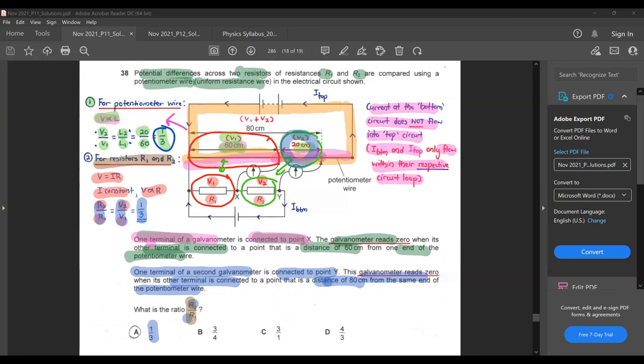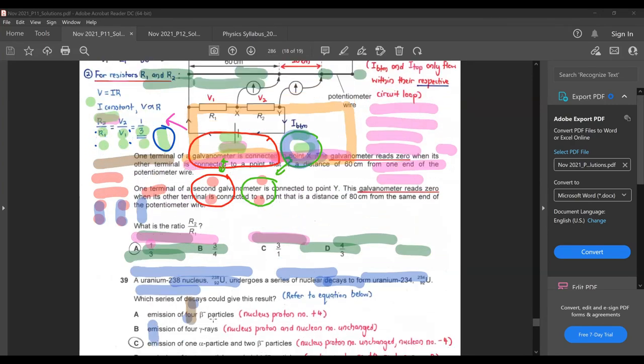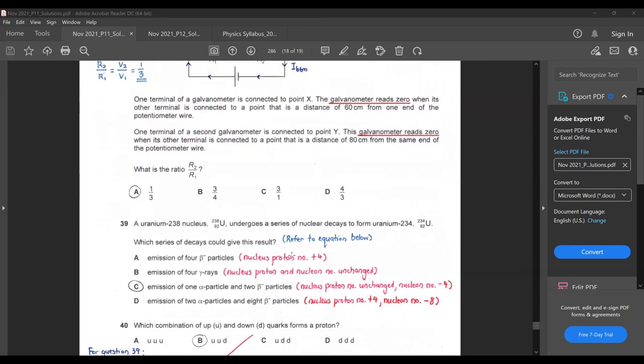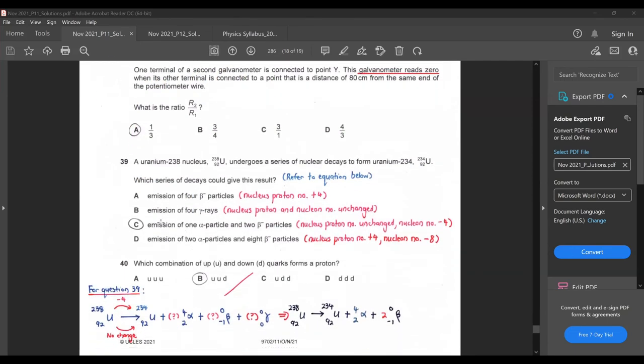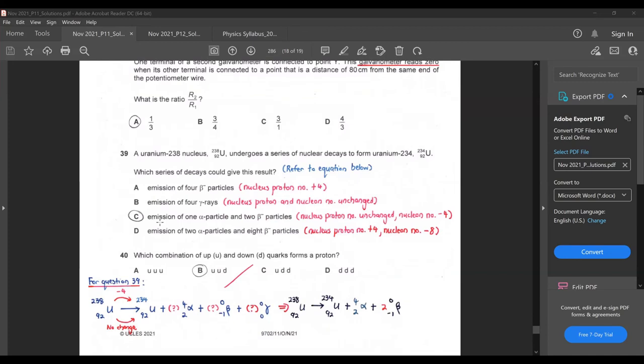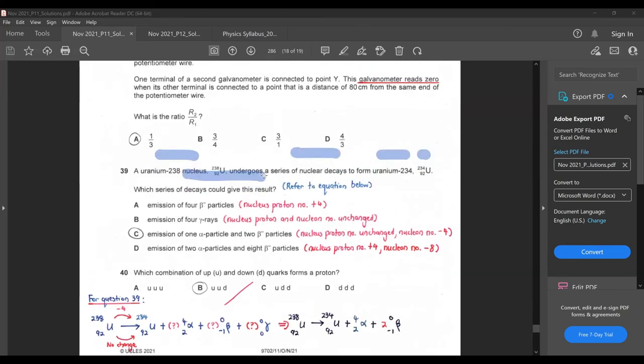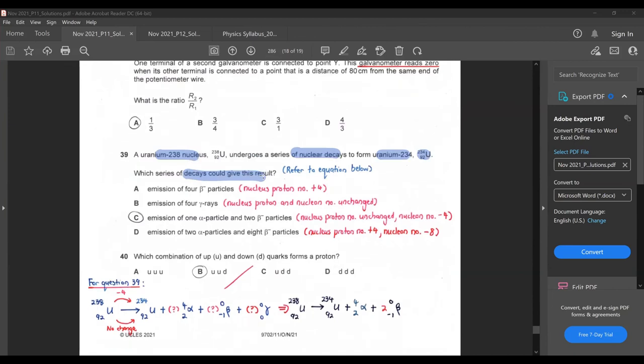Okay, so this one is your potentiometer. The last two questions are on nuclear physics, so I'll clear some of the stuff here. Now, a uranium-238 nucleus undergoes a series of nuclear decays to form uranium-234. What series of decay could give this result? I think this one is something where you have to do trial and error.